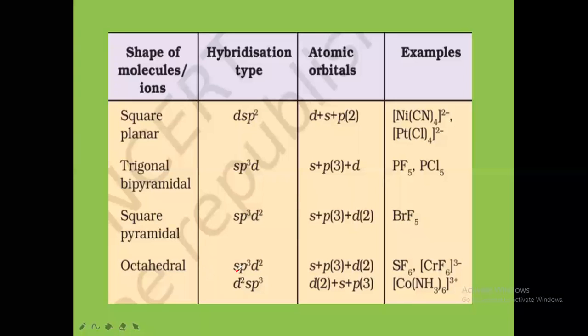And octahedral is also sp3d2, or we can say d2sp3. Examples: SF6, sulfur hexafluoride, CrF6 3-, and cobalt hexaammine, Co(NH3)6, with positive charge, a cation. The naming of these complexes is a different concept that we will discuss later.